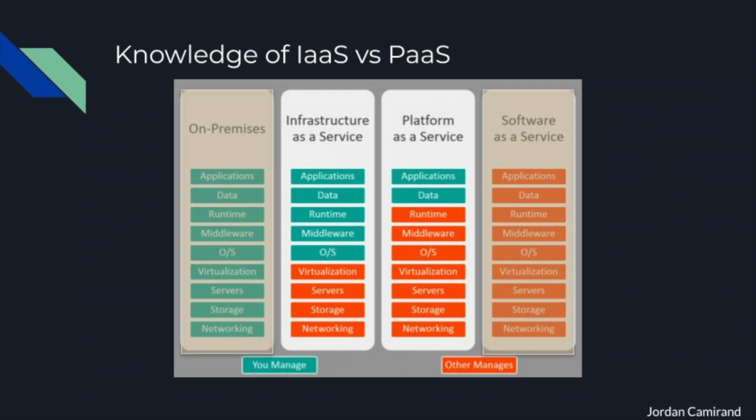Next slide. First, IaaS, or Infrastructure as a Service, versus PaaS, or Platform as a Service. Right off the bat, you can see with the help of this diagram that with Platform as a Service, you manage less things. To clarify, the blue is what you manage, and the red/orange color is what the cloud provider takes care of for you.